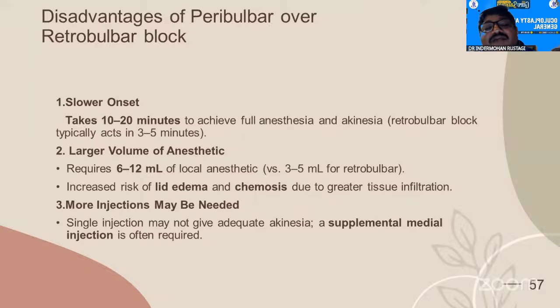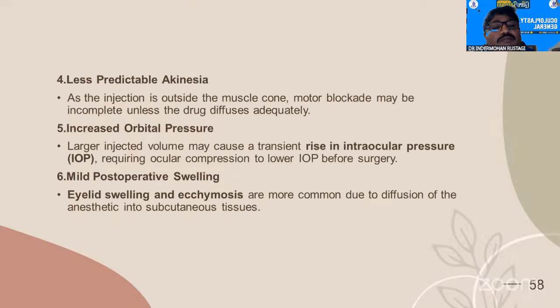These are the few disadvantages. It has a slower onset, taking around 10 to 20 minutes to achieve the full anesthesia or the full effect. We require a large volume, and more supplementation may be required. Sometimes there can be less predictable akinesia, increased intraocular orbital pressure, or mild postoperative swelling because of the ecchymosis in the subcutaneous tissue. That is more of a cosmetic problem.